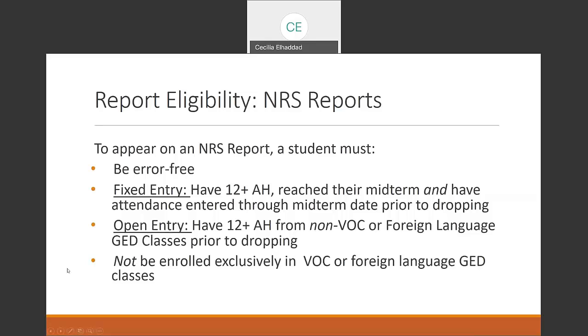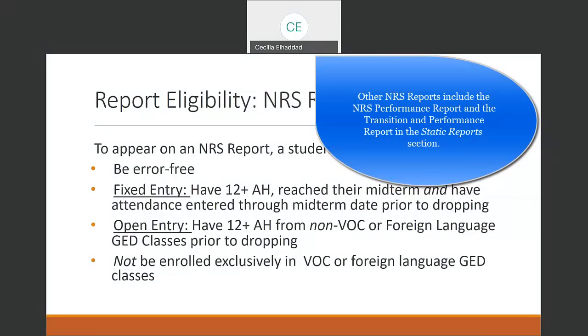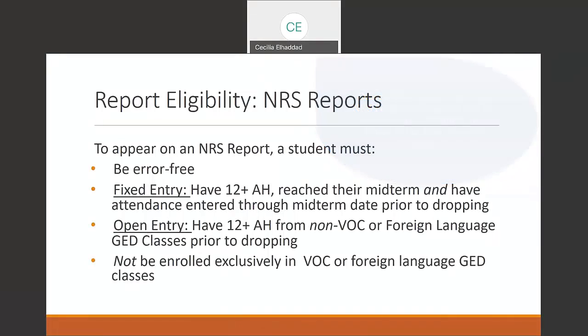And finally, we have NRS reports. So the criteria listed here are applicable to all reports related to the NRS. So that's your NRS core performance measures report. And I believe there's one other that is escaping me right now. But when we go over to the reports page, I'll be able to point that out for you. So the NRS reports are a little different in that instead of 7.5 hours, a student must have accrued 12 or more attendance hours in order to appear on these reports.